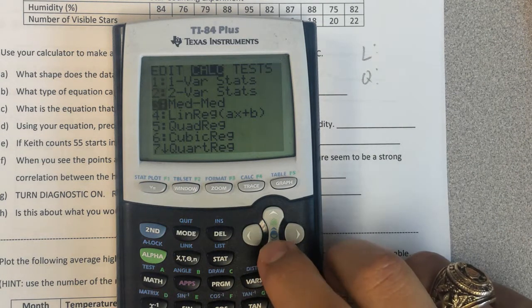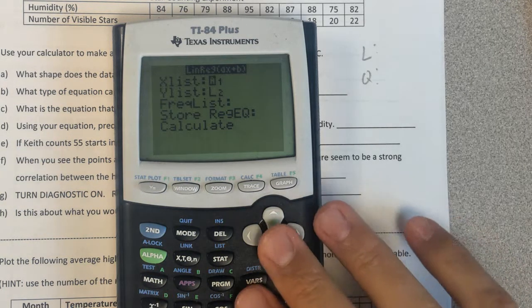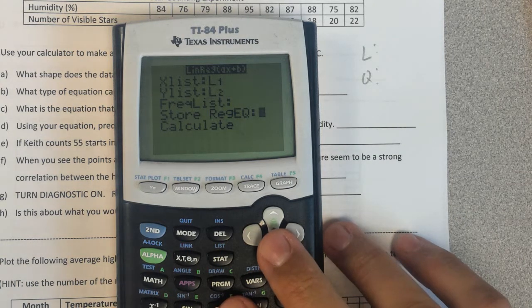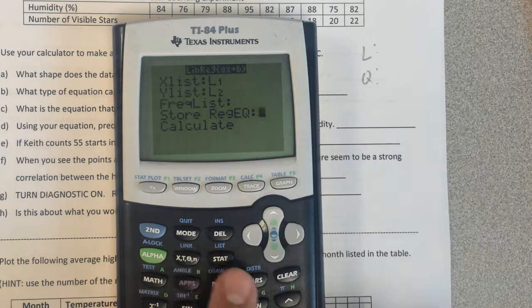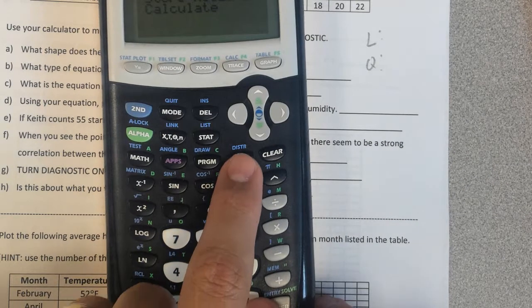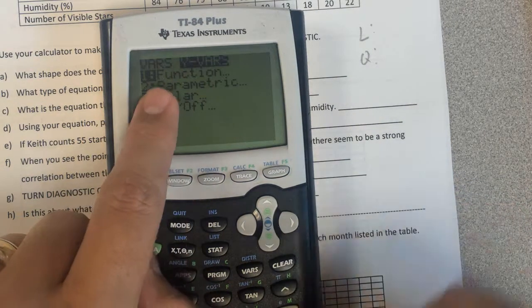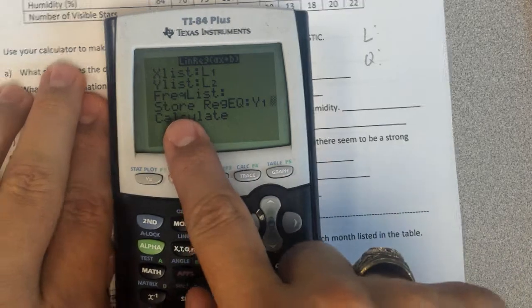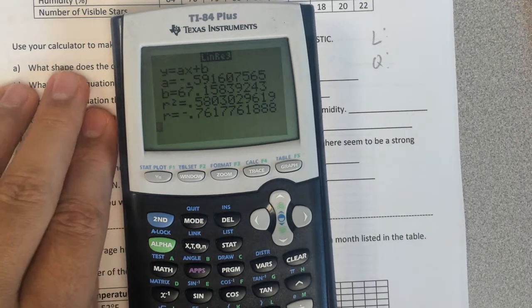We are going to do a linear regression. You don't have to do this, but I'm going to show it. You can store that in Y1. So I'm going to go here to store regression equation. I'm going to press the vars key, and in vars, I can go to yvars and function, and I can say I want this in Y1. What that says is we're going to store this equation we get in Y1. I'm going to go ahead and calculate it.